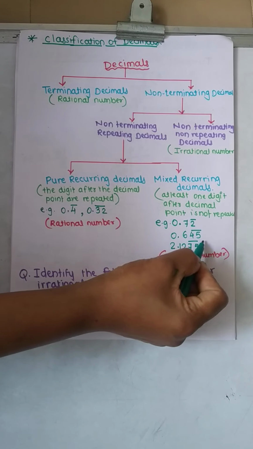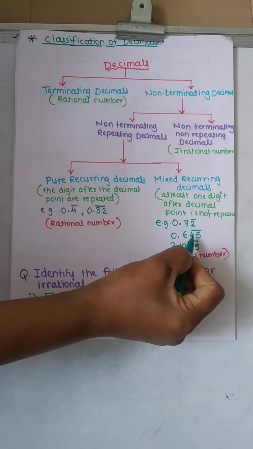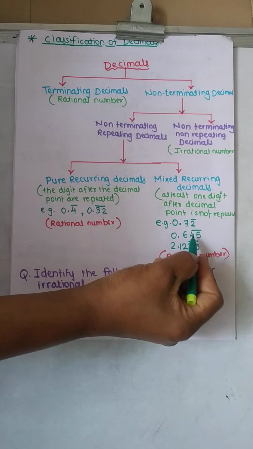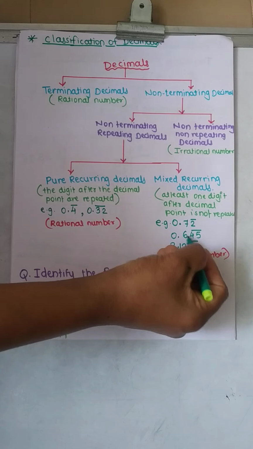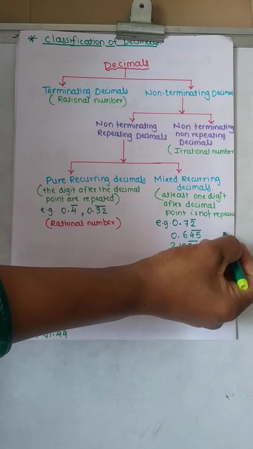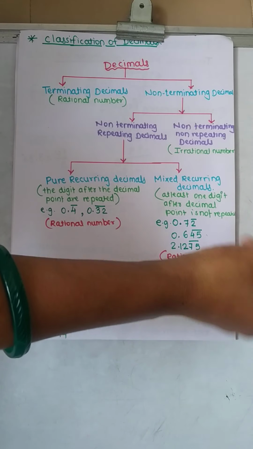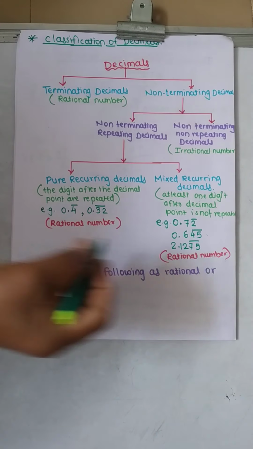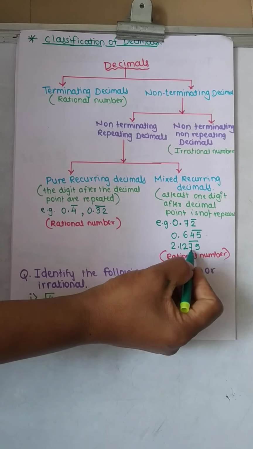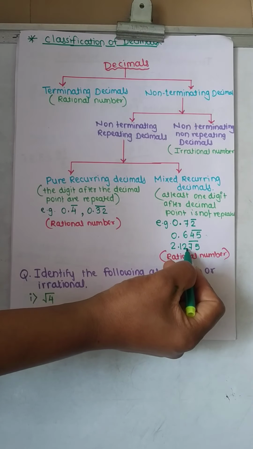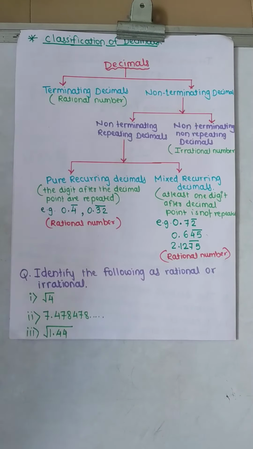Here 0.645. Here what will happen? Above this 45 a bar, a line, is placed. So this group will repeat after one digit. It means again some number will come and then we will get 4-5. Again the same number, again one more number will come and then we will get 4-5. Same way here, see 2.1275. After the decimal, after 2 digits we got the 7-5 group. That group gets repeated. Meaning what?